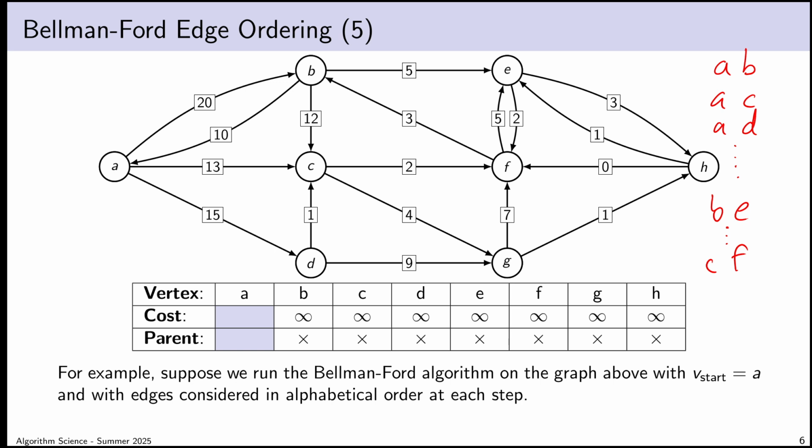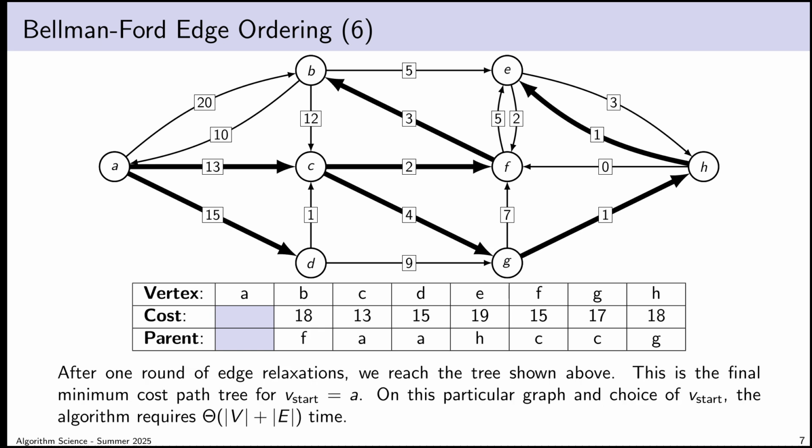That's a completely synthetic and arbitrary order, but it's useful for me to use on these slides because it's an easy order for you to replicate if you want to try the same example. Suppose we try that. If I do one complete round of edge relaxations, one iteration of the outer loop, as it happens, I get this tree, which actually is optimal.